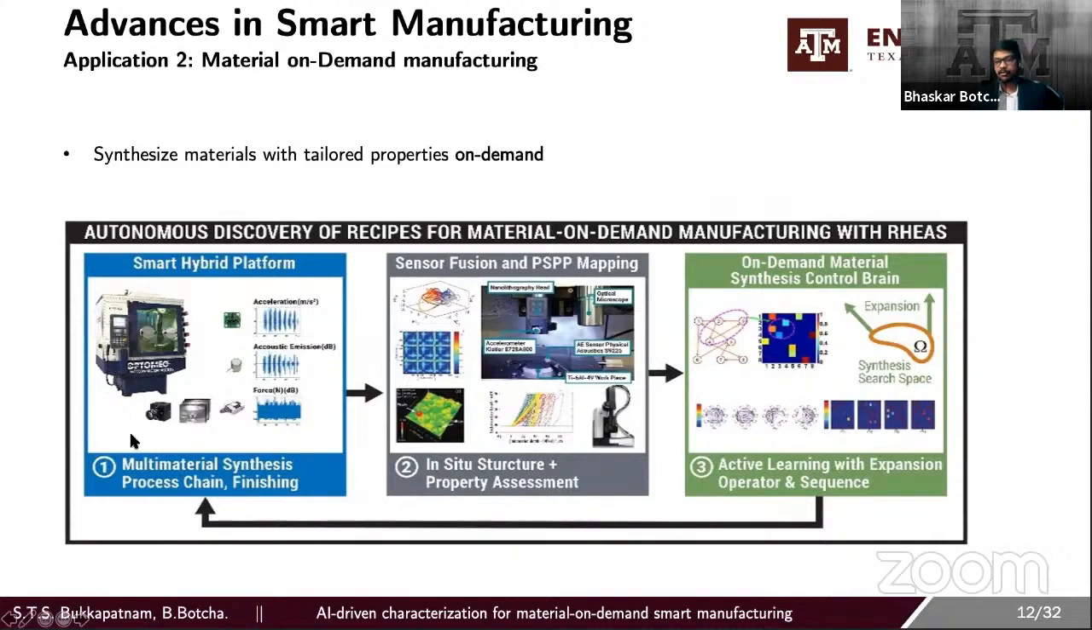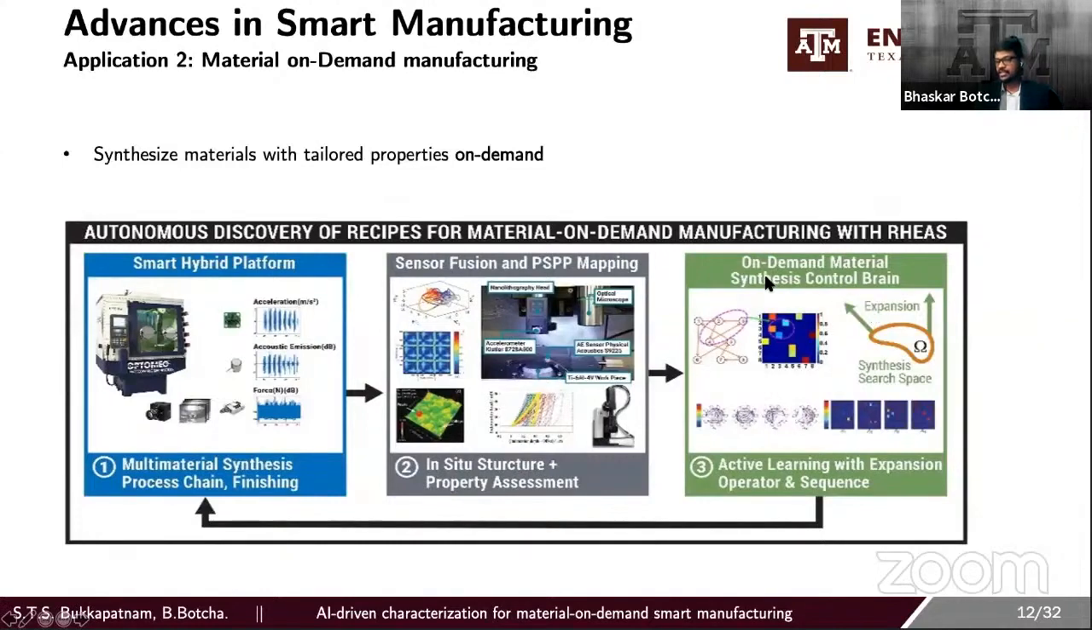We have the smart hybrid platform, which I've mentioned, with all these data streams. Consider this system like the hands and legs of the body, like whatever movements we make. We should have a sensor fusion methodology and a PSPP, process-structure-performance mapping. Consider this like the nervous system and the muscles which enable these movements.